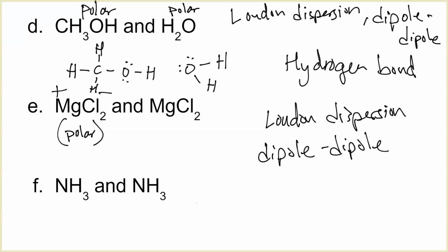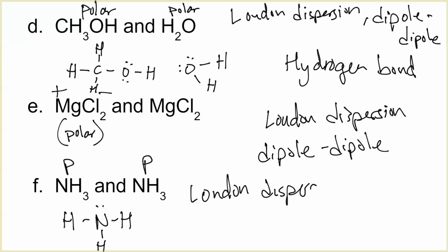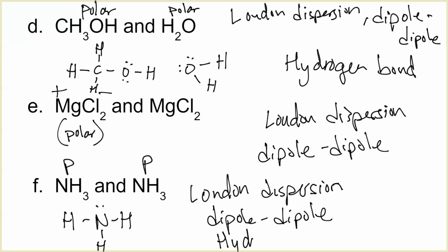Last one, NH3. Remember our Lewis structure, NH3 looks like this. Polar, non-polar, what do you guys say? It's going to be polar, right? The lone pair of electrons. We've got two polar molecules. So this one will do London dispersion, because everything does London dispersion. Because they're both polar, it will do dipole. And it will also do hydrogen bonding because it has the required elements. So this one will do all three.